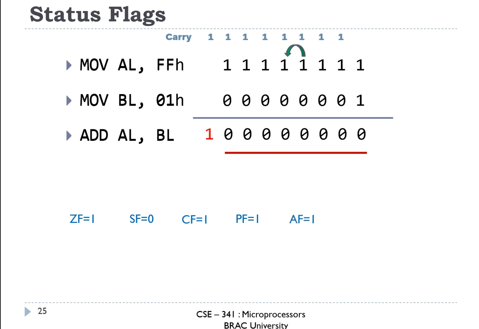Auxiliary flag: if there is a carry from the lower nibble to the higher nibble, or from the 4th bit to the 5th bit, then we have auxiliary flag set to 1. In this case, since we have a carry from the lower nibble to the higher nibble, auxiliary flag is set to 1. Overflow: we have both carries from 7-bit to 8-bit and 8-bit to 9-bit. Therefore, overflow flag is set to 0.